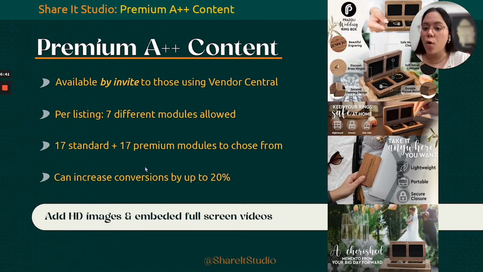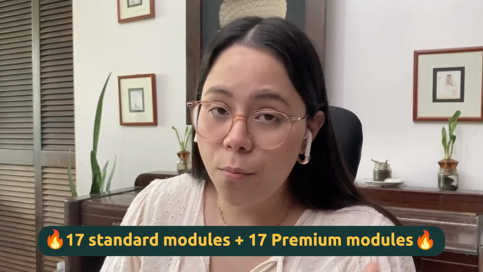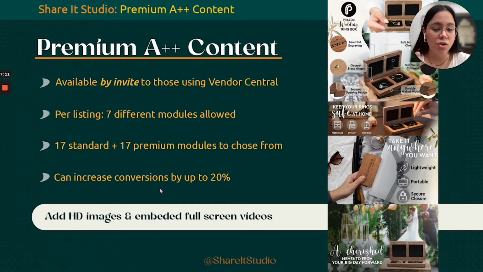And here you have more modules to choose from, meaning that you have the 17 standard modules that you had before, plus 17 more. In these 17 premium modules to choose from, you have videos, you have interactive menus, you have a landing page, you have selling buttons. You have so many options that you will see again after the slide, but it really is worth it using the premium A+ content. And because you have all of these options to choose from, you can increase your conversions by up to 20%. Why? Because you're including a bunch of things that the standard A+ content doesn't have, so you're taking advantage of new opportunities.